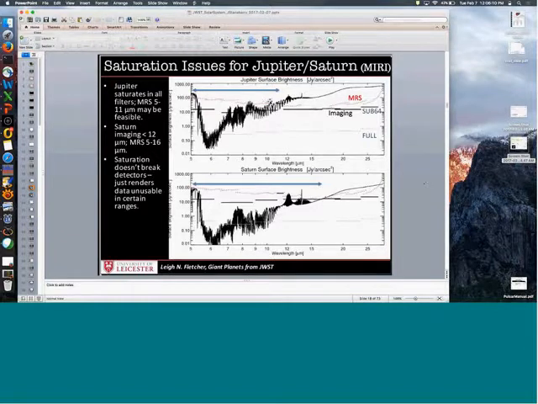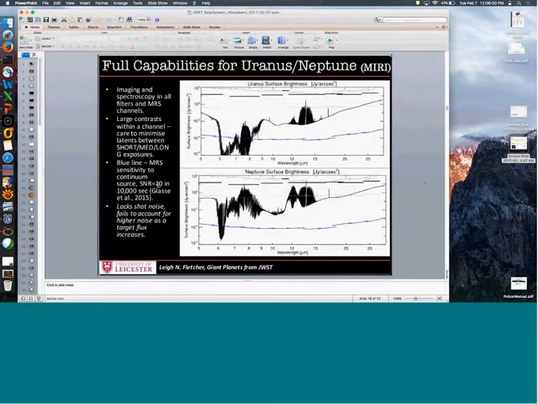But with the medium resolution spectrometer, you can do some really interesting spectroscopy, at least out to about 11 or 12 microns. For Saturn, it's a little bit bigger, so you can go out to around 15 microns with the MRS and do a few more bands. And the situation is even better for Uranus and Neptune. They are quite a bit fainter, and so you can do both imaging and medium resolution spectroscopy all the way out to 28 microns on those two objects.